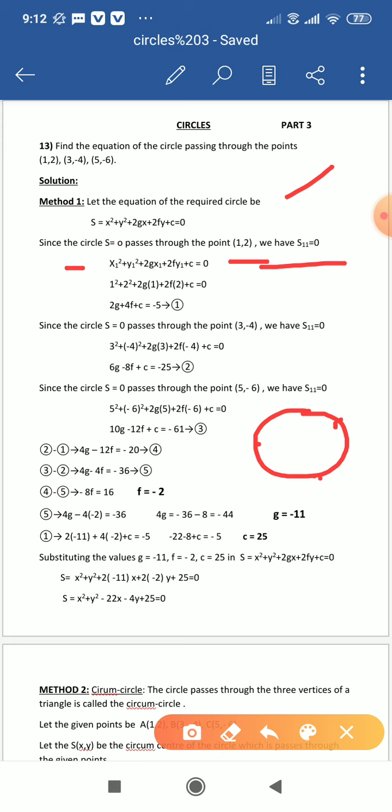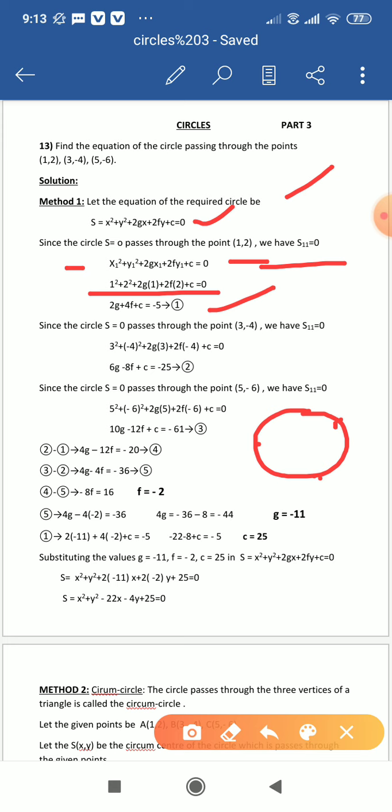So we put the x1, y1 in the given circle. Here what is x1, y1? x1 is 1, y1 is 2. So substitute the point 1, 2, that is the coordinates of x and y, in our circle. So put 1 in the place of x, 2 in the place of y. That is 1 square plus 2 square plus 2g into 1 plus 2f into 2 plus c is equal to 0. So 2g plus 4f plus c is equal to, bring to right side, minus 5. Let it be 1. Like this we have an equation in terms of g, f, c for the first point.